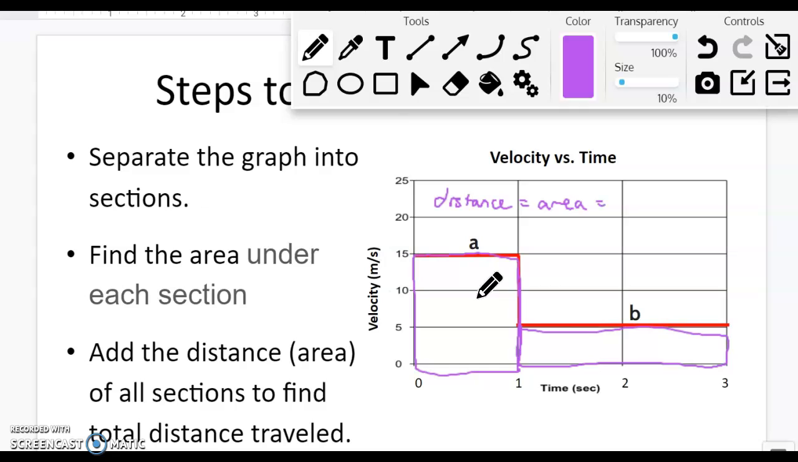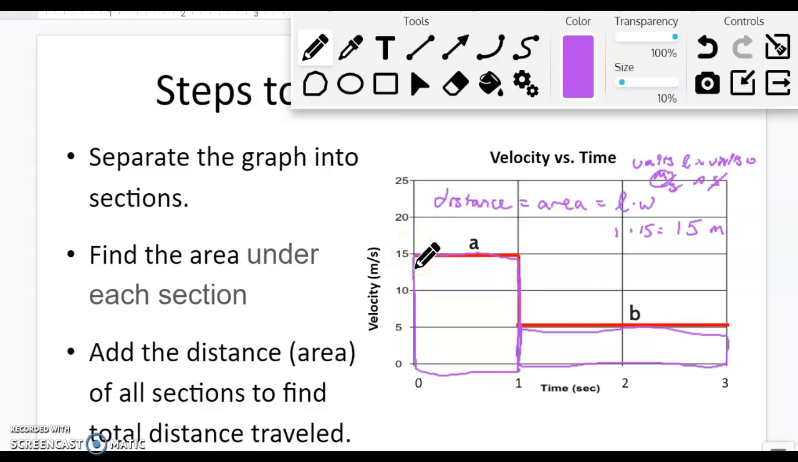So each area, because they're rectangles, is length times width. So we take the length for section A. It's 0 to 1, so the length is 1. Times the width, and the width goes from 0 to 15, so it's 15. We multiply those together, and we get 15. The units are meters because our units are really just the units of the length multiplied by the units of the width. It's meters per second multiplied by seconds. Seconds cross out, you get the meters.